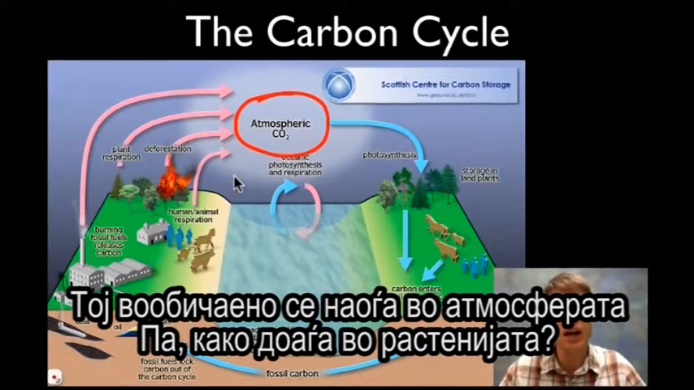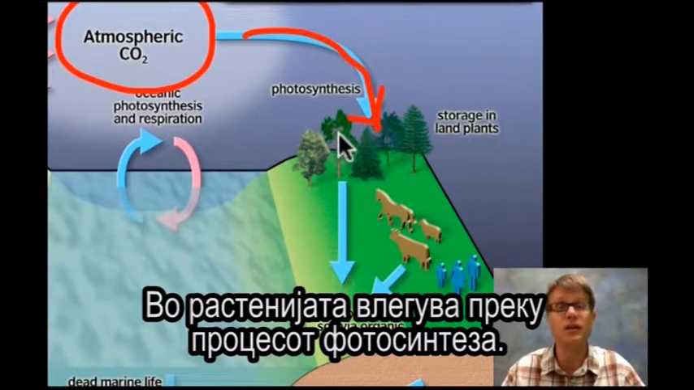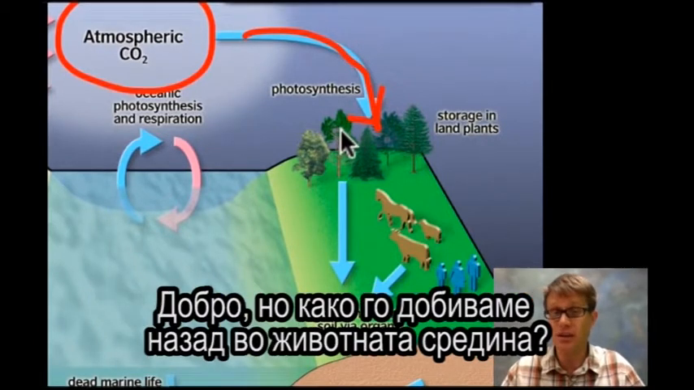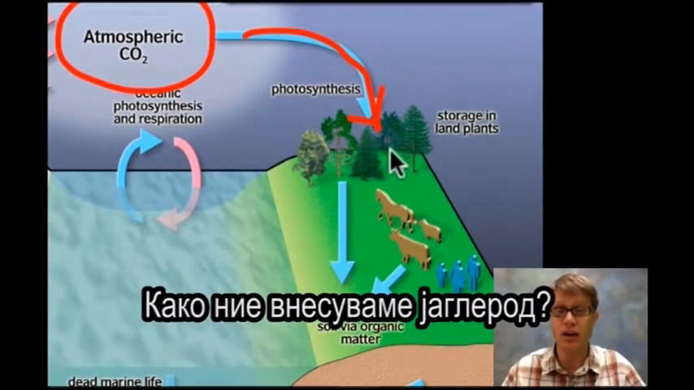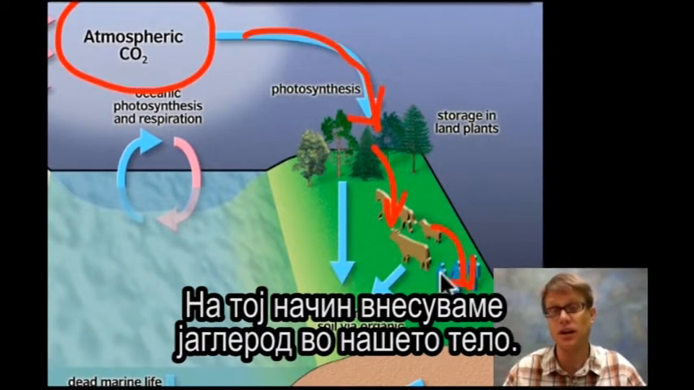So how do we get that into plants? We get that into plants through photosynthesis. Again, they're going to absorb carbon through their stomata and make sugar out of it. Okay, so how do we get it back to the environment? Well, how do we get carbon? We're going to eat plants, or we're going to eat things that eat plants. And so that's how we get carbon inside us.